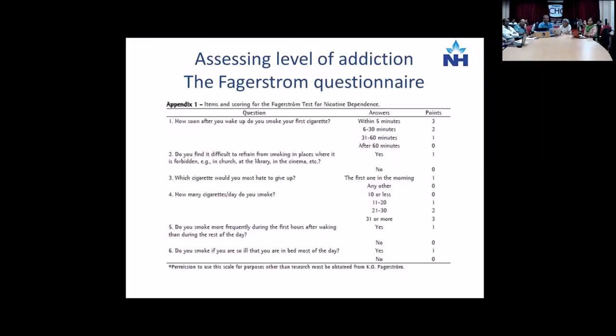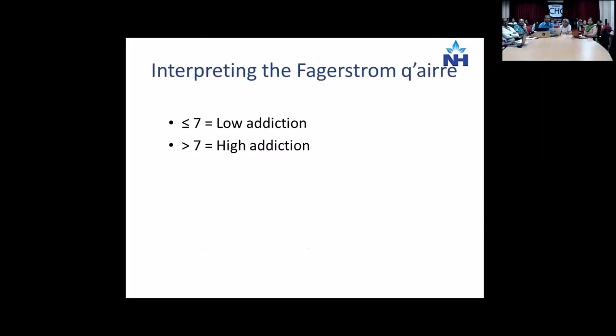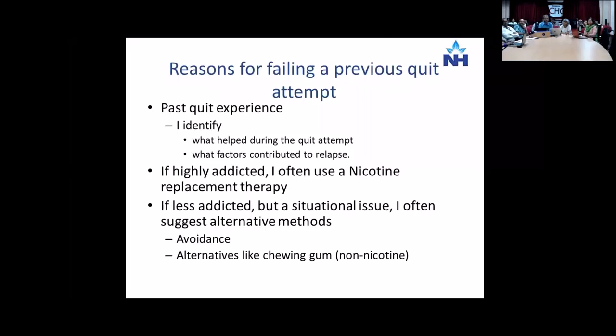Of course, the Fagerstrom questionnaire, which I'm sure you all know about, the test for nicotine dependence, is useful, and I assess whether they're at low addiction potential or high addiction potential, recognizing that nobody has no addiction potential once they use tobacco. Of course, I identify what helped in previous quit attempts and what factors contributed to the relapse. And if a person is highly addicted, I often use a nicotine replacement therapy.